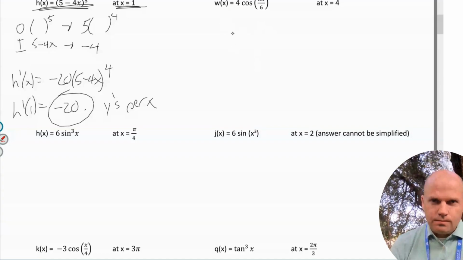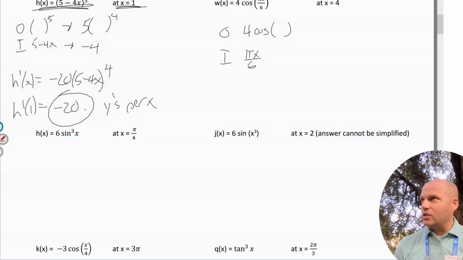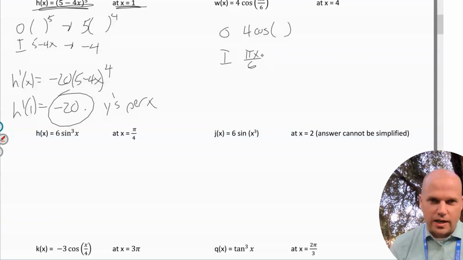Oh, this is a good one. O, 4 cosine parentheses, I, pi x over 6. What the heck is the derivative of pi x over 6? Well, I'm not going to take the derivative of it yet, but I'm going to write it as pi over 6 times x.